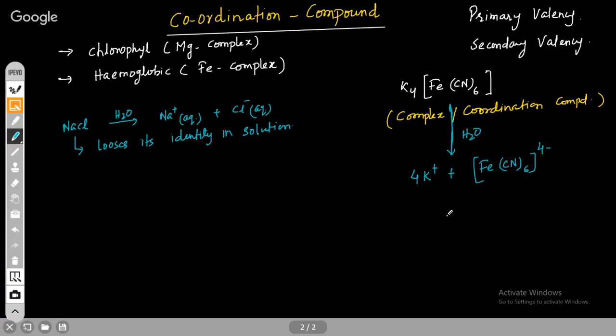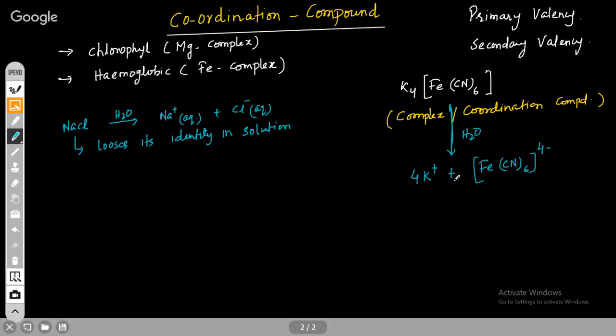Understood? These are the two ions we get. What we observe here is that this ion won't dissociate in the form of K+, Fe+, CN6, CN-. This kind of dissociation won't be there. But it dissociates in the form of K+ and this complete thing with a negative charge on it.